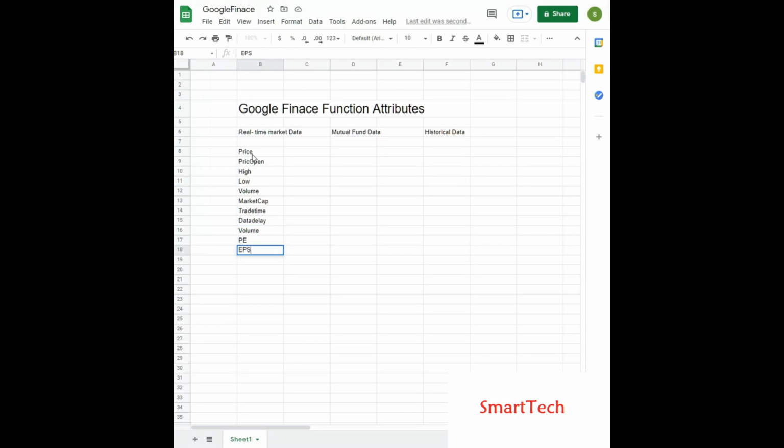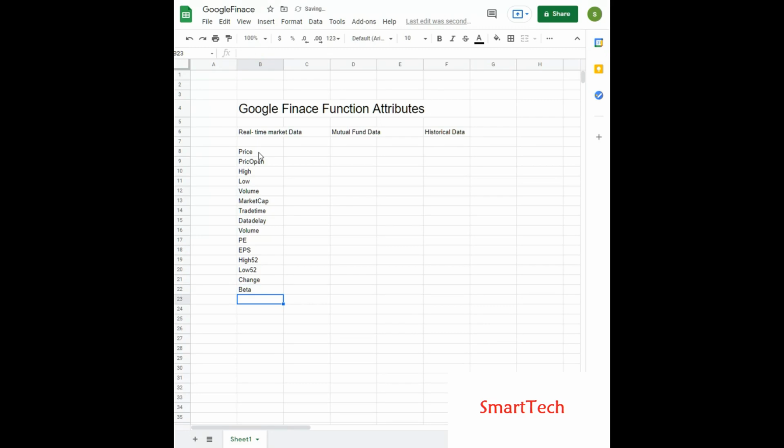The next one is EPS, the earnings per share for this stock. And the next one is high 52, that means the 52-week high for this stock. The next one is low 52, the 52-week low for this stock. Next one is change, the change in the stock price. So the next one is beta, the beta value of this stock.